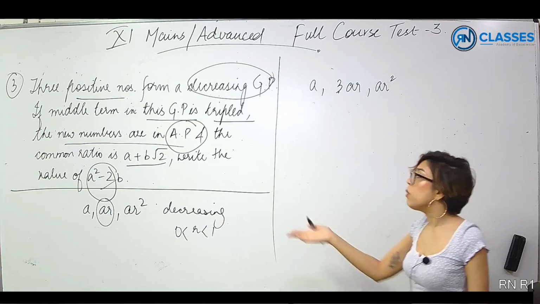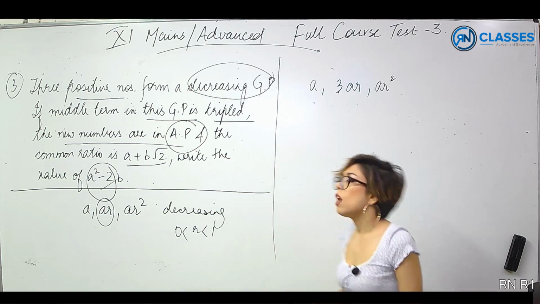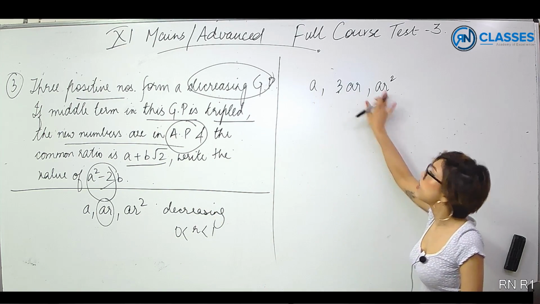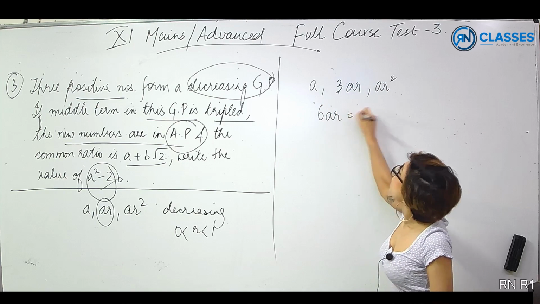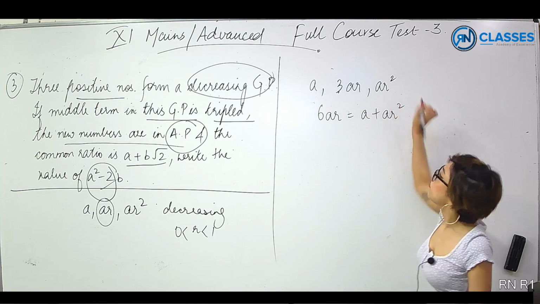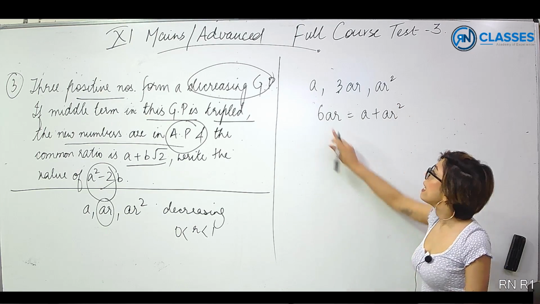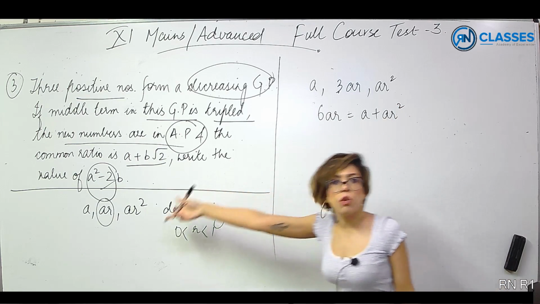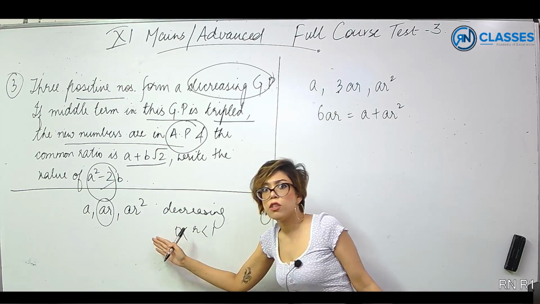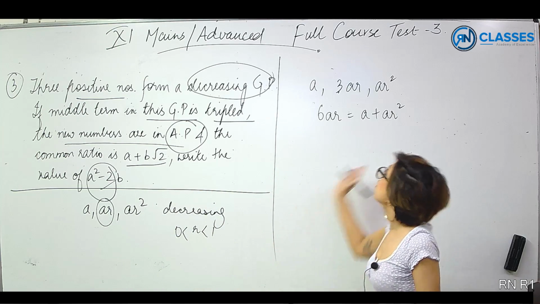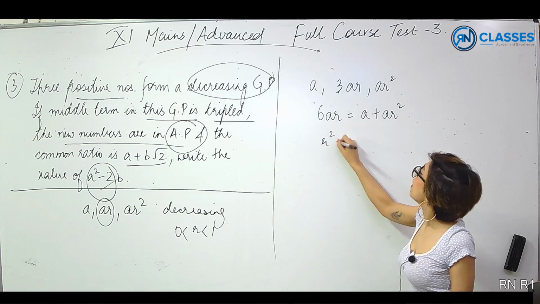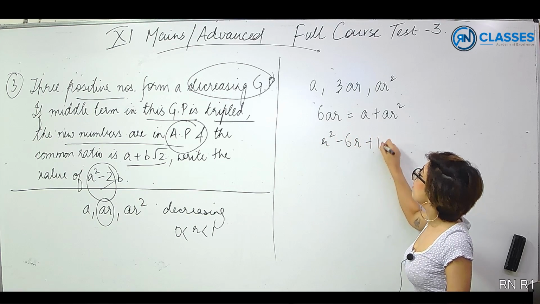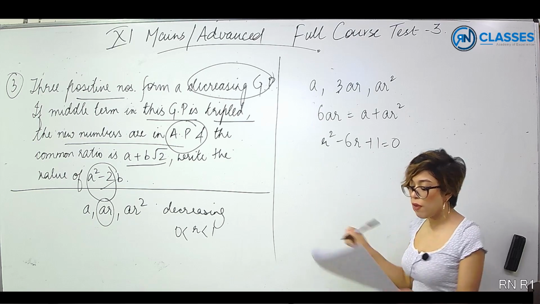Now, this sequence he says is AP. Now, AP, that means this minus this is equal to this minus this. Or I can say twice of this, 6ar is equal to a plus ar square. Now, obviously, I can cancel out a since this is a non-zero quantity because this is a GP. So, a has to be non-zero. So, that means I'll get a quadratic in r, which is r square minus 6r plus 1 equal to 0. From here, you will get two values of r.